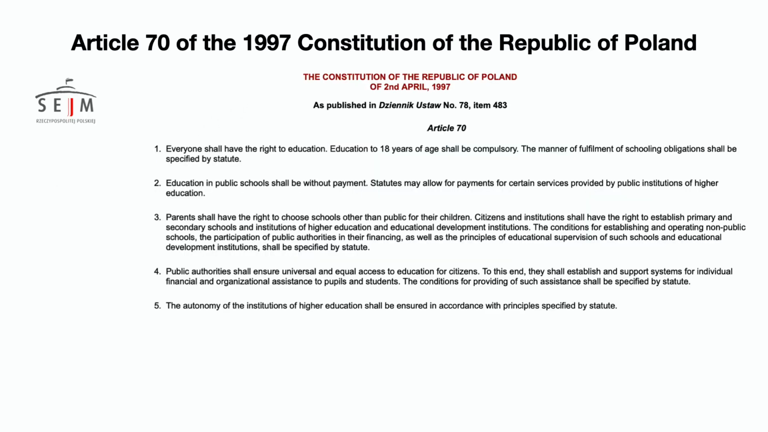Article 70 of the 1997 Constitution of the Republic of Poland guarantees everyone the right to education. Education in public schools is free. Parents have the right to choose schools other than public for their children. Citizens and institutions shall have the right to establish schools. Public authorities shall ensure universal and equal access to education.